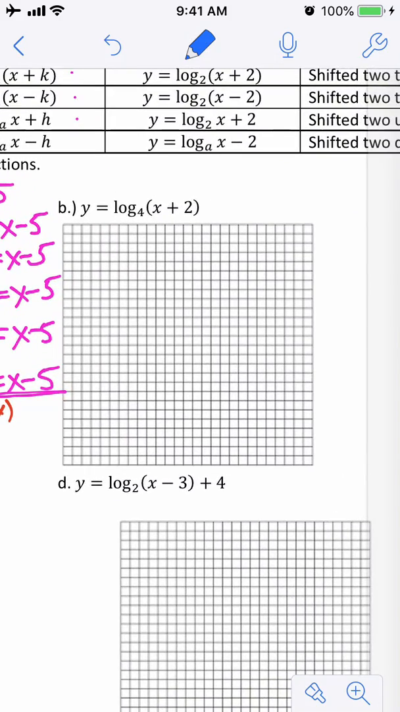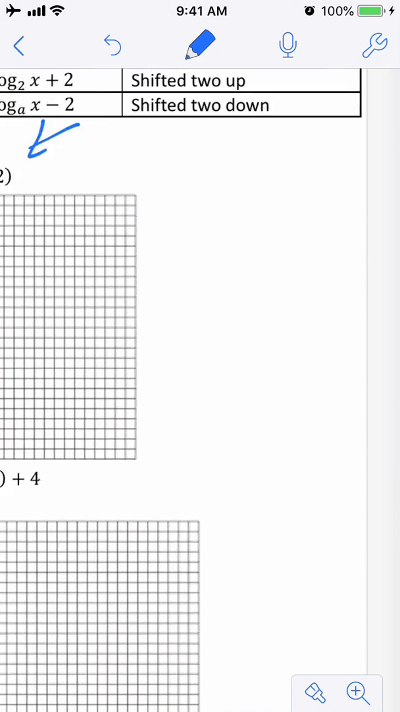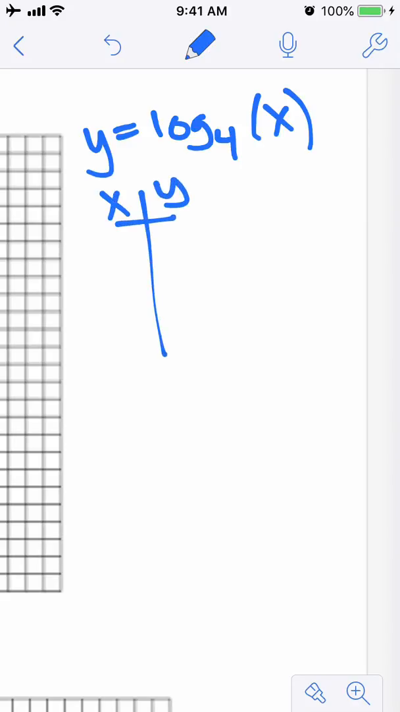Let's graph these other ones using their parent functions. What is the parent function here? It would be not y equals log 4 of x plus 2, but just y equals log 4 of x. We're just going to use the basic, the original. So let's graph y equals log 4 of x to start with. We have our x and our y. We choose 1, 0, negative 1. Again, you can technically choose whatever you want, but you've got to choose both sides, or you're not going to get both.